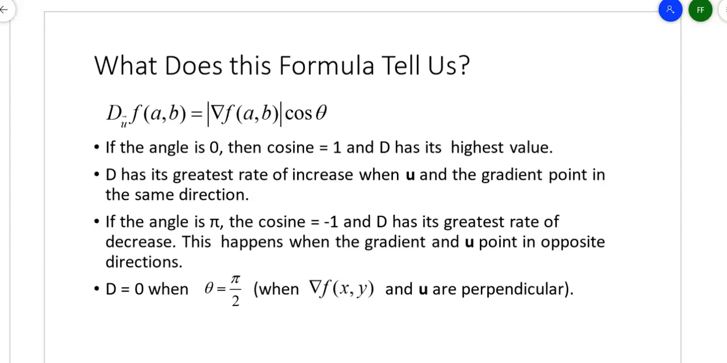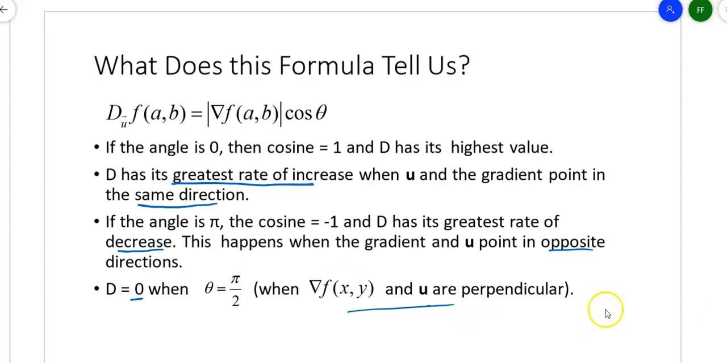One of them is, how do you find the greatest rate of increase? Same direction as the gradient. Greatest rate of decrease? Opposite direction. How about the place where the rate of change is 0? That happens when the gradient and the unit vector are perpendicular to each other. So you may get vectors, and then you have to point them in the right direction to find the place where the rate of change is 0 and where the greatest increase is.